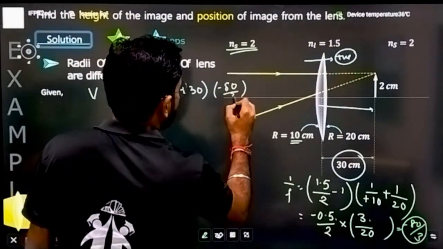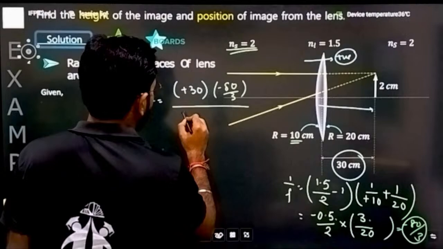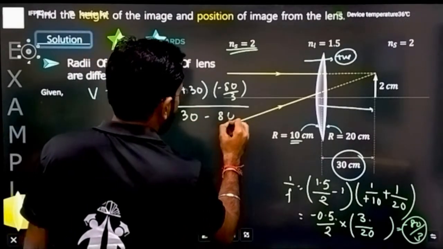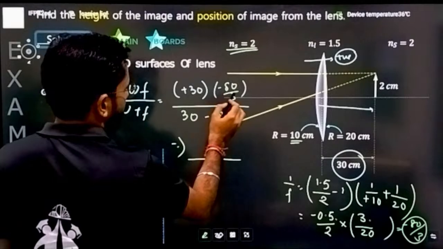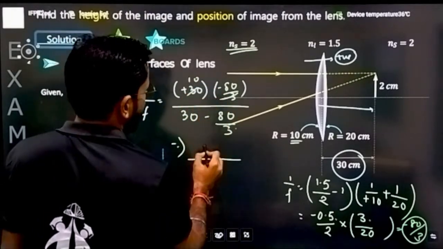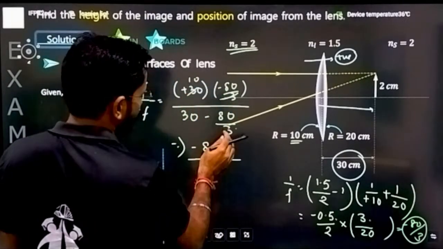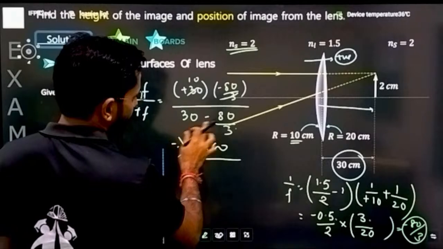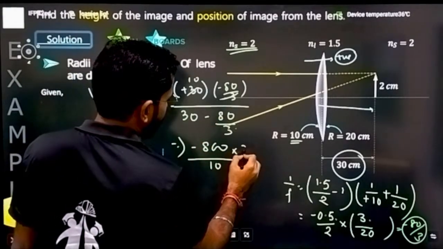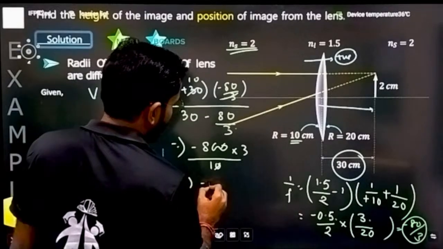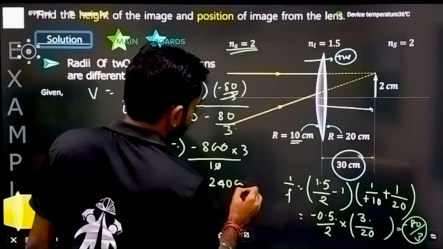Minus 80 by 3 divided by U, that is 30, minus 80 by 3. Solve it, how much will it come? It will become 10. Here it will make it minus 800. Here it will become 90. 90 minus 80, that will become 10 by 3. It will get cancelled. That means the answer will become minus 240 centimeter.